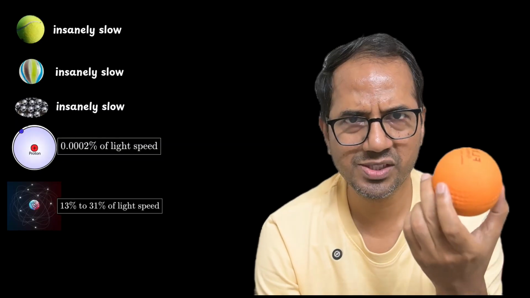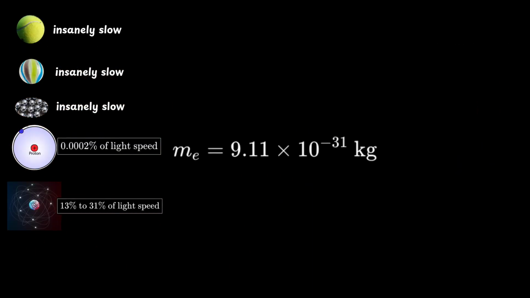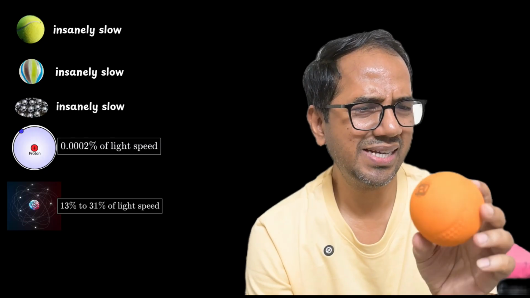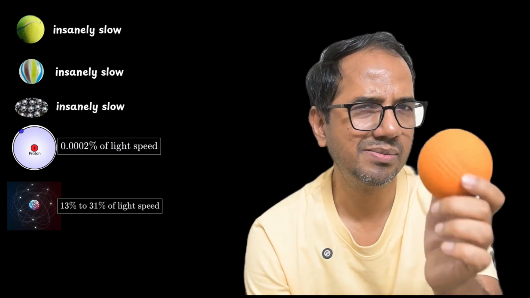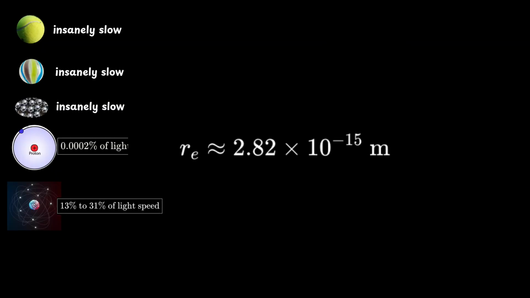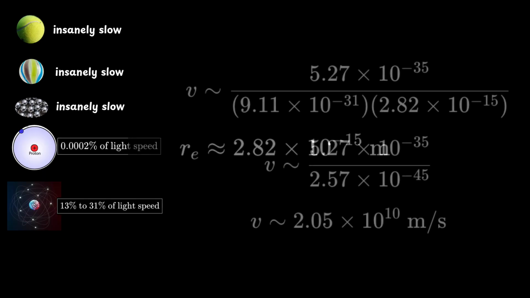Now, what about the electron? Remember, we started to find the speed at which an electron will spin. The mass of an electron is 9.11 multiplied by 10 raised to minus 31 kilograms. Now, what's the radius? We don't know the size of an electron because we can't really spot it. It's fuzzy, right? But let's go classical. The classical radius of an electron is 2.82 into 10 raised to minus 15 meters. Plug in those values. Now brace yourself.